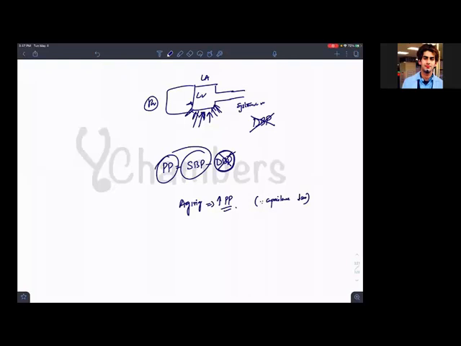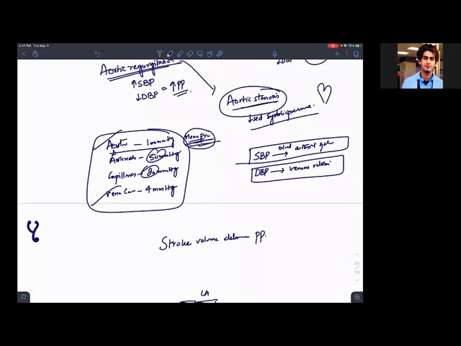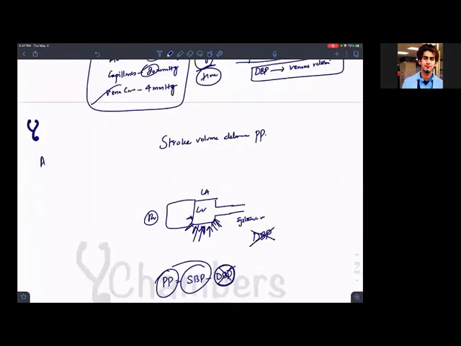By the way, did you understand mean arterial pressure? What is mean? Mean means we are taking an average. We are taking the average arterial pressure with time. You are changing the arterial pressure with time, isn't it? Okay. How to calculate? DBP plus 1 by 3 pp. Do you know this? No. Okay. Mean arterial pressure, MAP, is equal to DBP plus 1 by third of pp.